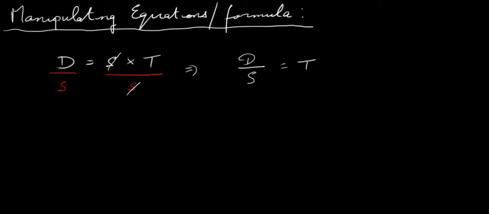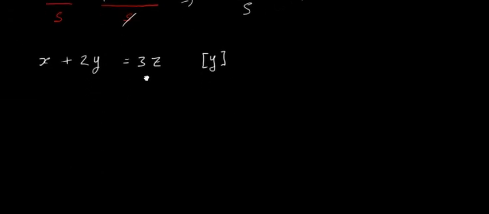Now let's take x plus twice, let's say y equals 3 times z. Okay, so let's try and get, let's say, the y here. We'll try and get y on its own. So I'll just put it here. This is what we're aiming for. So what we want to do is try to isolate this y. So we need to get rid of this x and get rid of this 2.